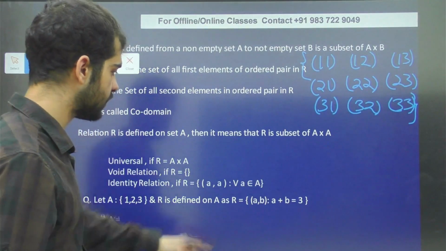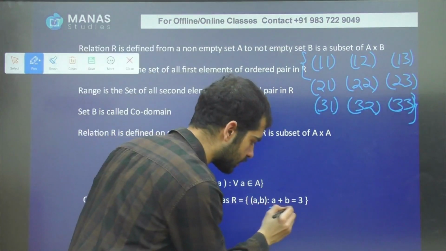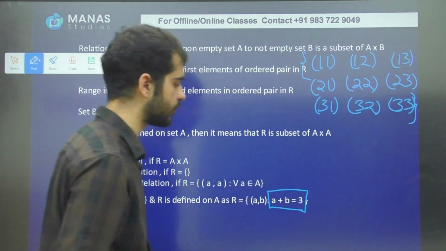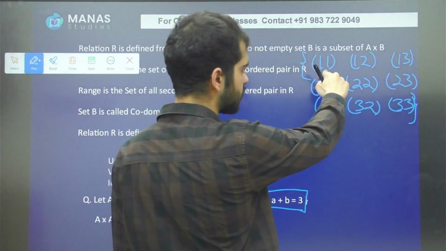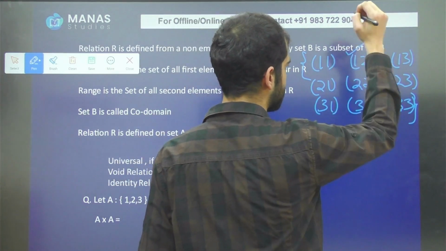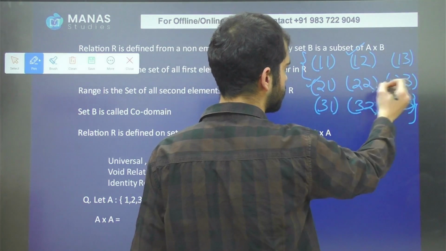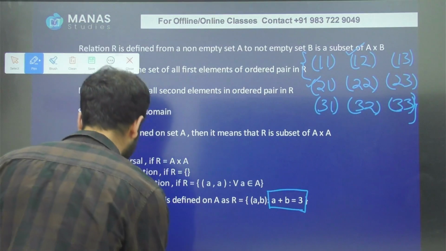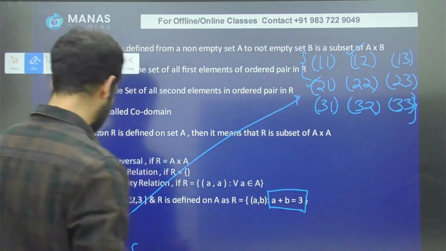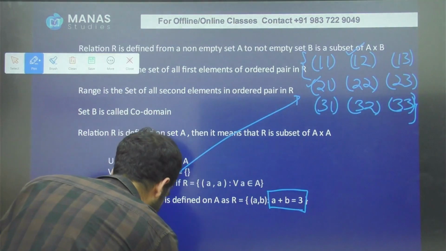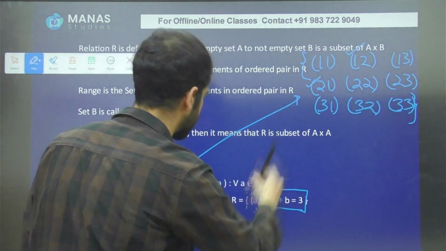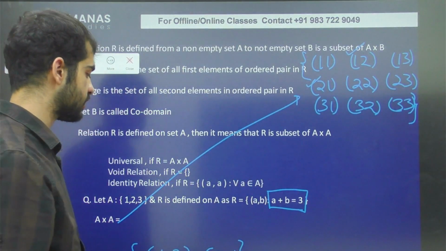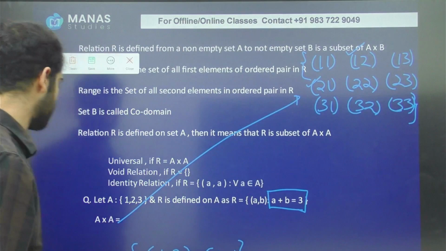Now the question says the relation is defined. Now this is the condition as we talked about in the first slide, sambandh. The relation is explained by this condition where a plus b equals 3. Is 1 plus 1 equal to 3? No. Is 1 plus 2 equal to 3? Yes. Not over here. Yes over here. No. No. No. And obviously no. So the relation will comprise of, I've written A cross A over here, and the relation will be 1 comma 2, that is an ordered pair, and the other ordered pair is 2 comma 1. Now because the order in which they are written matters, hence 1 comma 2 is not the same as 2 comma 1.